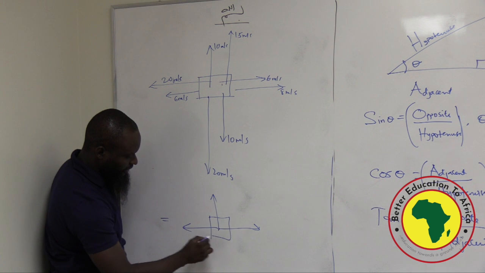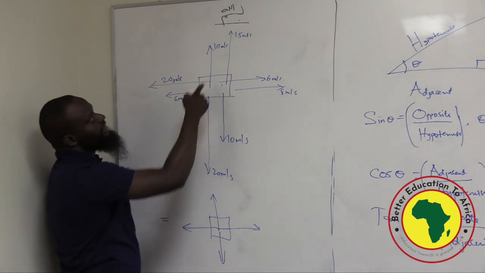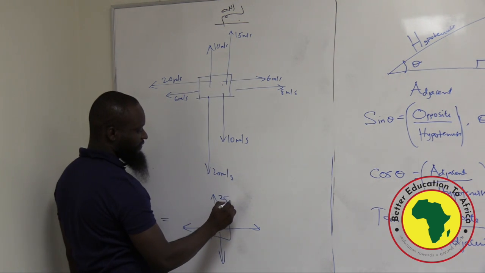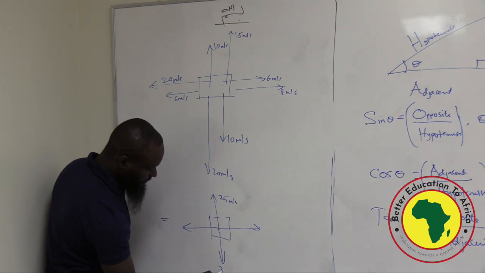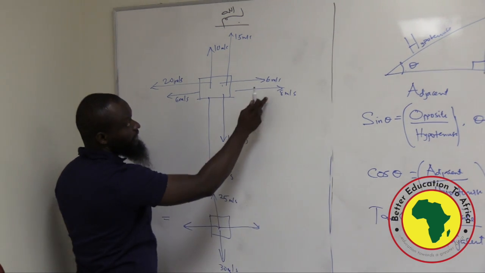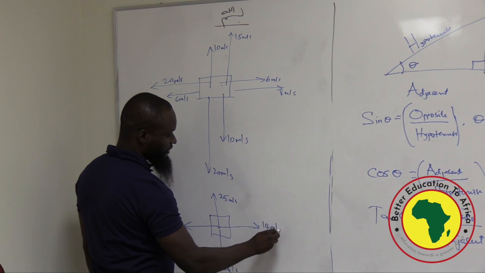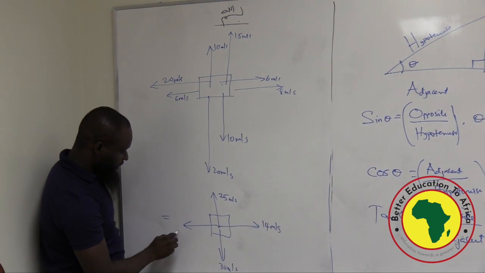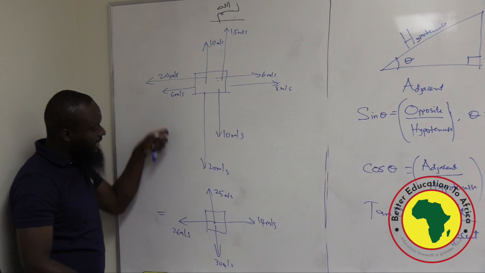Single velocities in those directions. 10 plus 15, 25 meters per second. 20 plus 10, 30 meters per second. 8 plus 6, 14 meters per second. 20 plus 6, 26 meters per second. So this diagram and this diagram are the same.